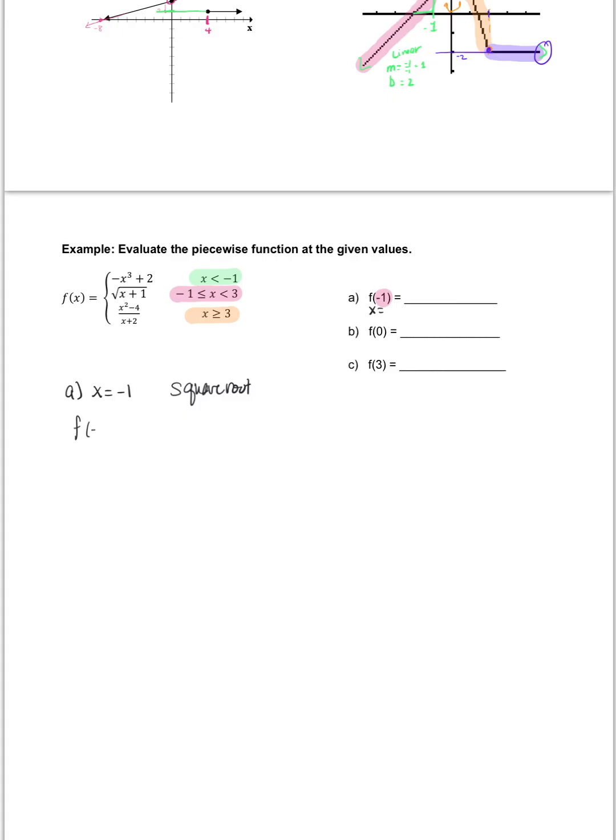So f of -1 equals the square root of -1 plus 1 equals the square root of 0. The square root of 0 is just 0. So this solution up here is 0. Let's go to B.